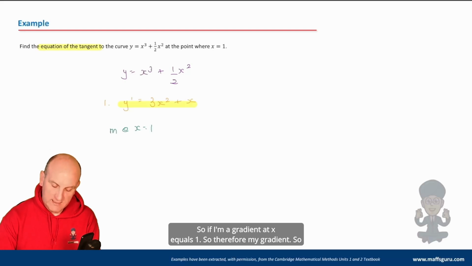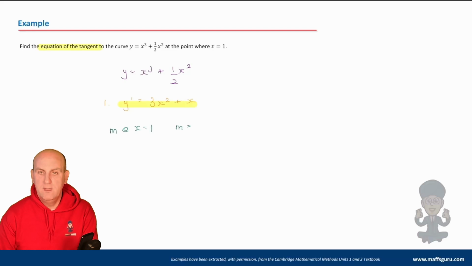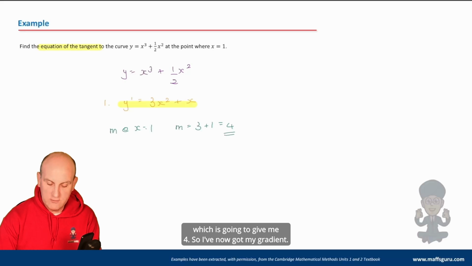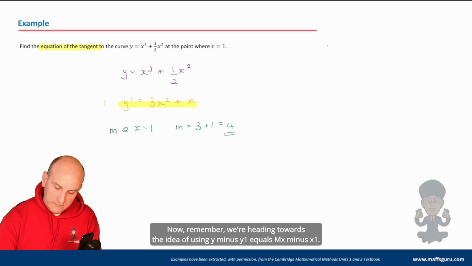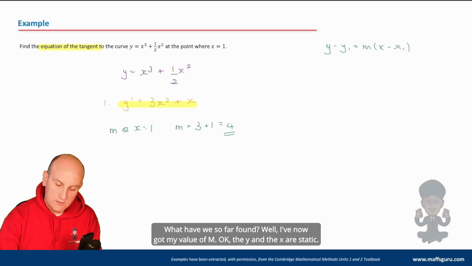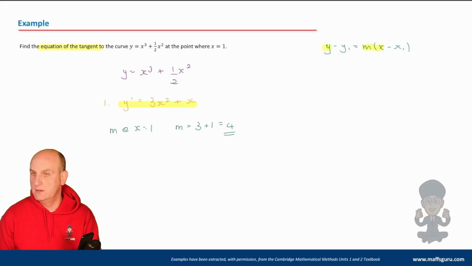So therefore, my gradient, which I'm going to write as m now because y dashed and m are the same, is going to give 3 times 1 squared is 3, plus 1, which is going to give me 4. So I've now got my gradient. Now remember, we're heading towards using y minus y1 equals m times x minus x1. What have we so far found? Well, I've now got my value of m. The y and the x are static; we don't need to worry about those. They are just there to help us get my equation as y equals and so on.